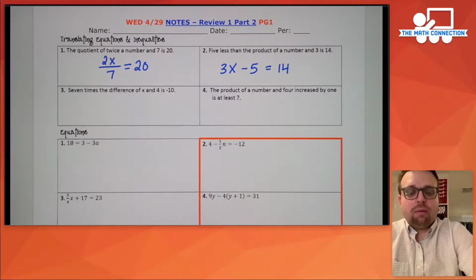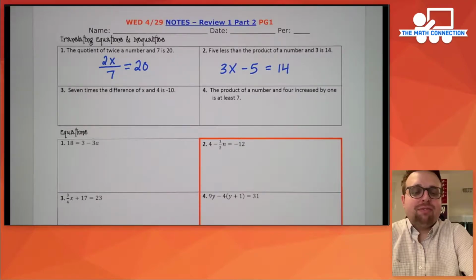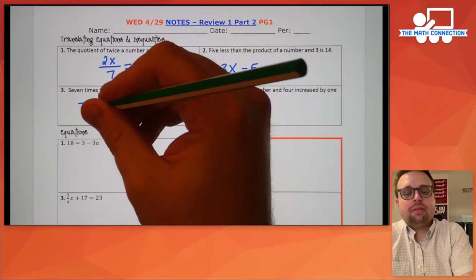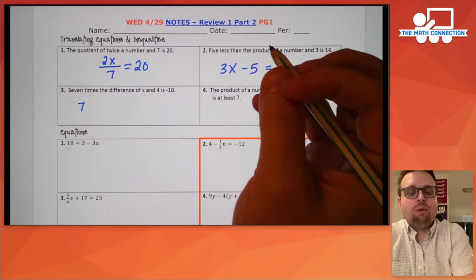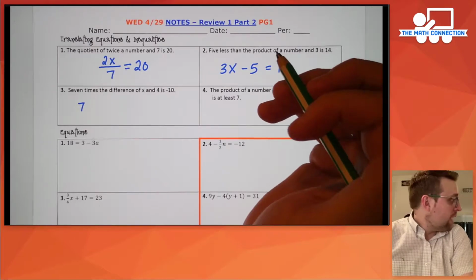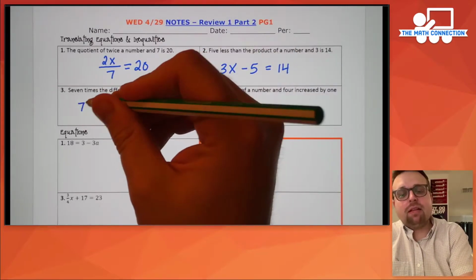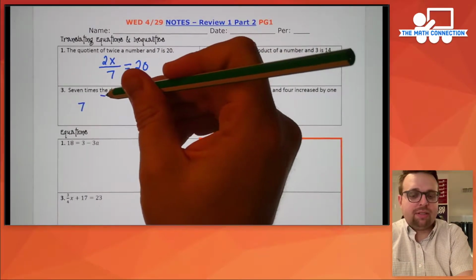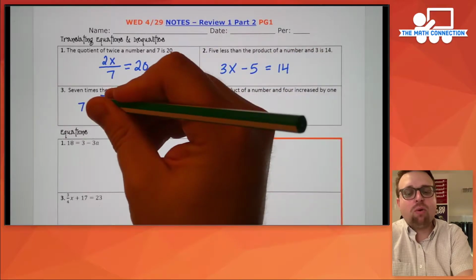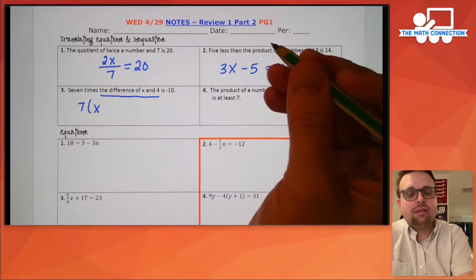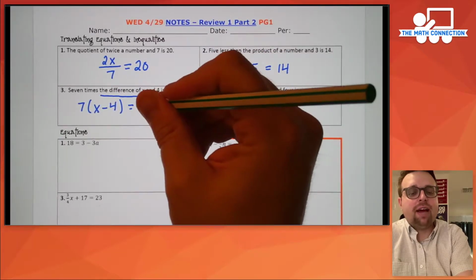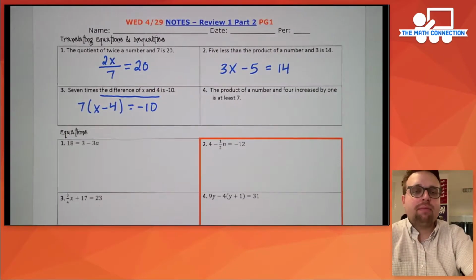Number 3 says 7 times the difference of x and 4 is negative 10. So x is some number and 4 is what we're subtracting by. Basically what this means is that you're going to take 7 and you're multiplying it by this whole quantity, which is the difference of x and 4. So when you have a quantity like that, you can use parentheses. So that's the difference between x and 4. So you're going to take 4 away from x. And all of that equals negative 10, they told us, okay?